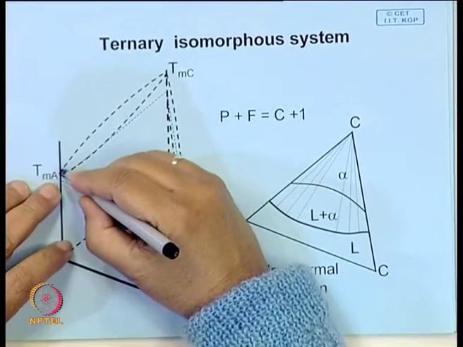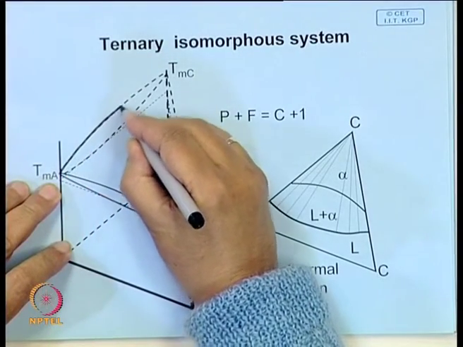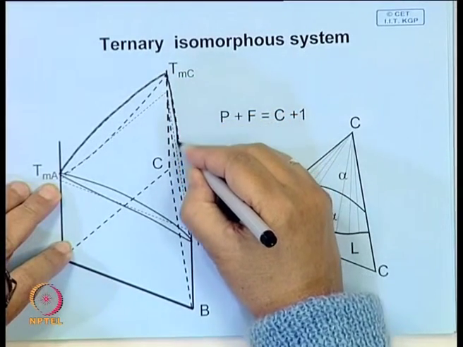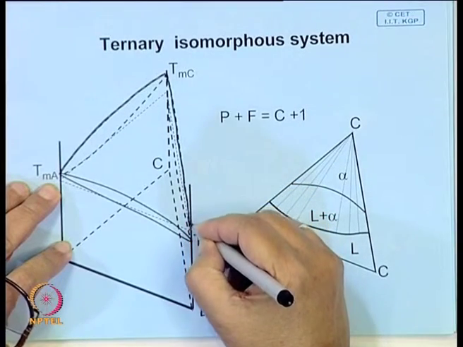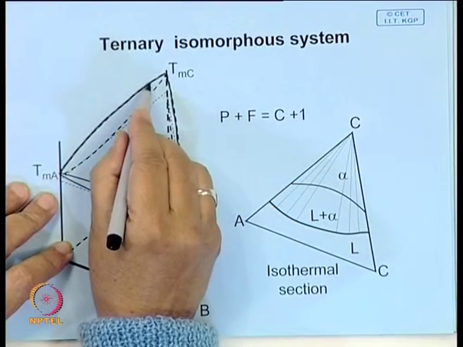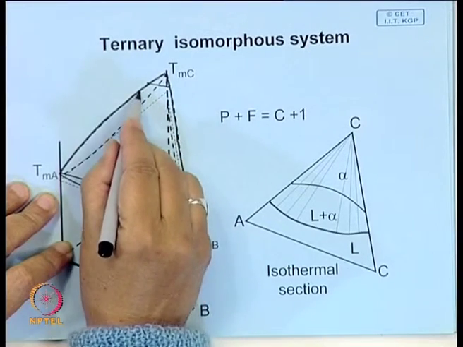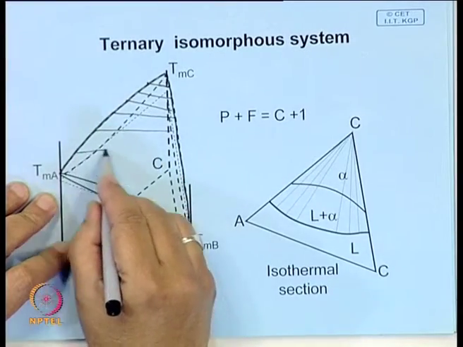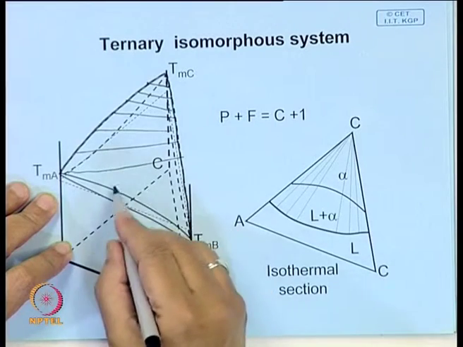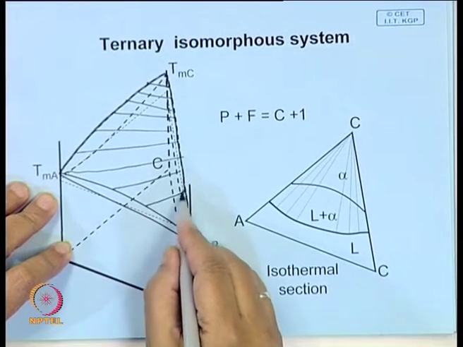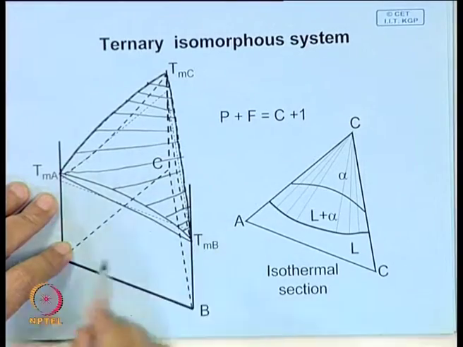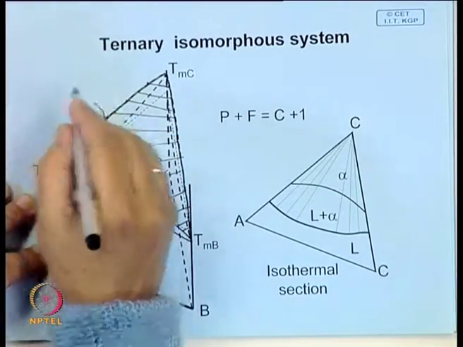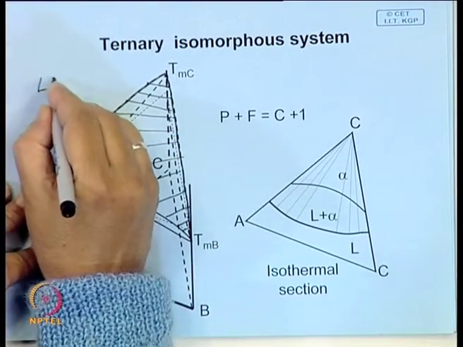Now, if you do this folding, this is the top surface, which is drawn by the firm line. Whatever you see, say this line, these are, let us say, different isotherms. So, this top surface represents liquidus.